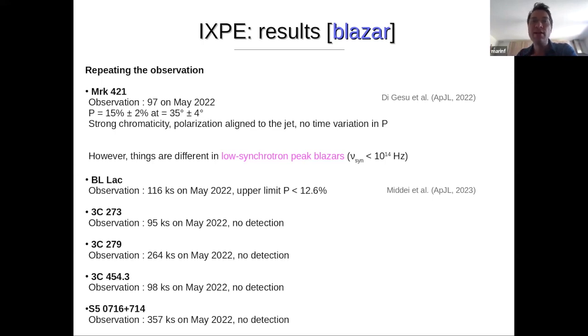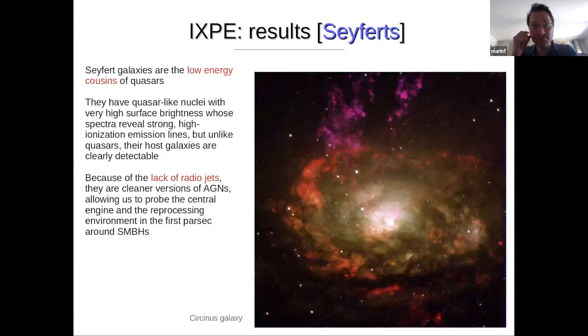The X-rays are certainly not emitted by the same mechanism. And if not the same mechanism is responsible for X-ray emission, likely you have differences in the jet itself. So we are continuing to observe those sources. But of course, we didn't look only at radio loud AGNs. We looked at their low energy cousins, the Seyfert galaxies.